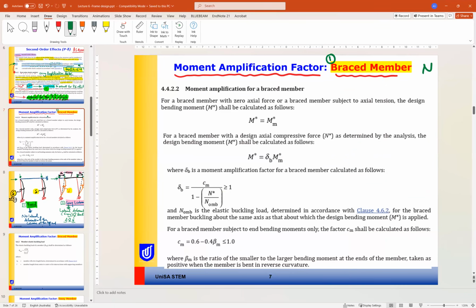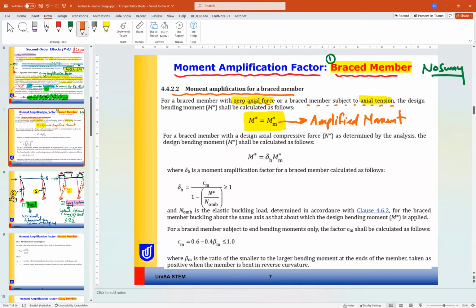For this member, no sway occurs. So the moment amplification factor for a braced member according to this clause, for a braced member with zero axial force or a braced member subjected to axial tension, the design bending moment M asterisk should be equal to M asterisk M. Again, we mentioned this is the amplified or increased moment. How can we find M asterisk M?